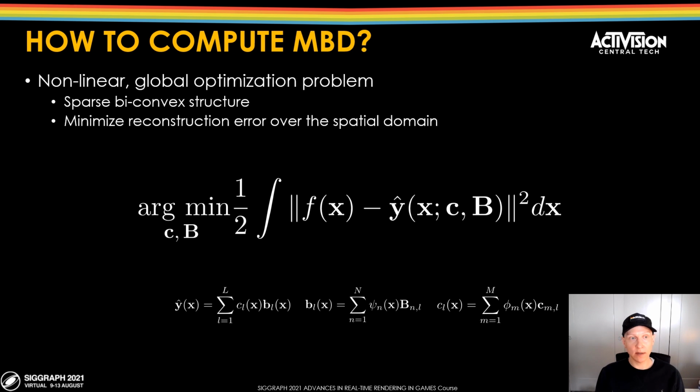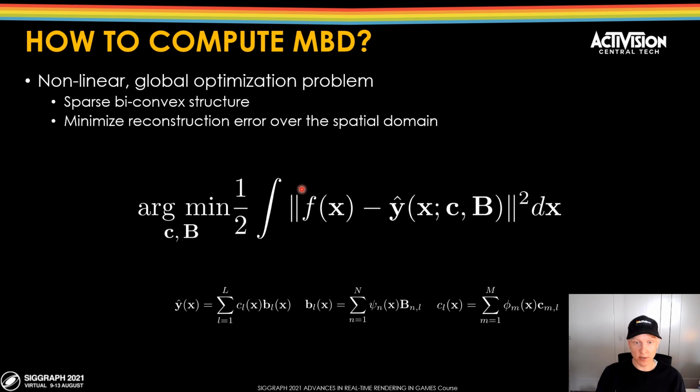Okay, now that we know what a moving basis decomposition is, the next question is, how do we obtain one? How do we compute the moving basis decomposition? Given a fixed target function and some fixed kernel functions, we want to minimize the reconstruction error over the spatial domain. In general, this is more involved compared to other models where the clusters are fully independent, since now we have interactions between the clusters. What we are minimizing here is the pointwise reconstruction error, and this integral is over the spatial domain.